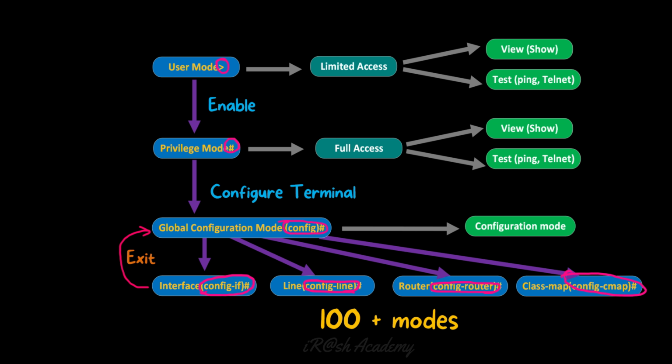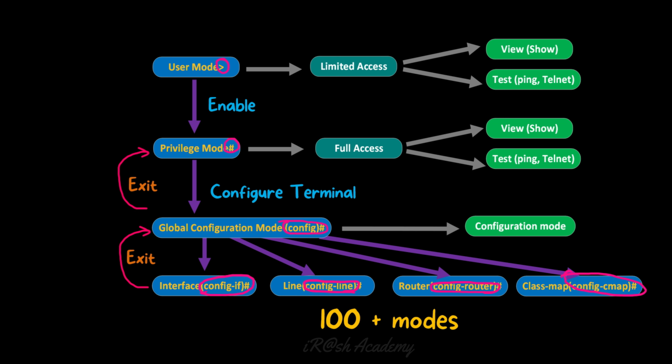And now from there, if you want to go to any other subcategory, you can go from here directly. Or if you want to go back to the privilege mode, then again you can use the command exit. When you enter that in your console and press the enter button, it takes you from the global configuration mode back to the privilege mode.